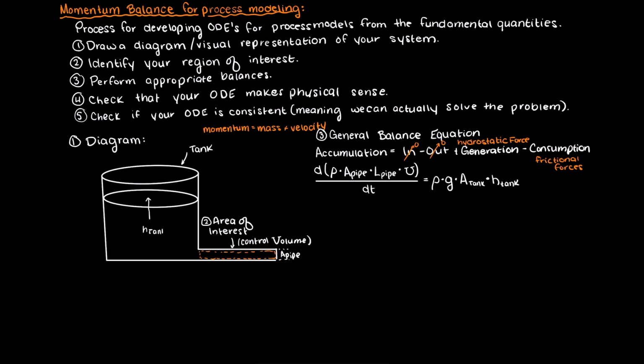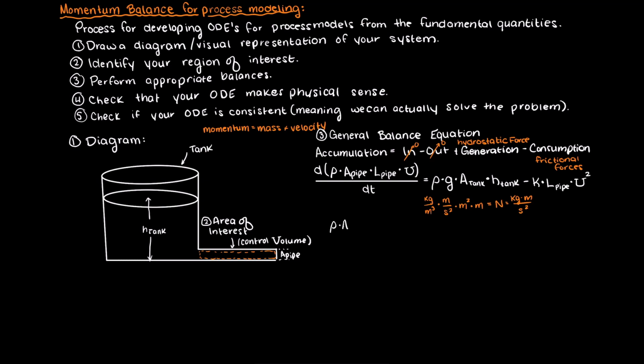For the hydrostatic force, we have the density of the fluid times gravity times the area of the tank times the height of the fluid in the tank. This all works out to the units of newtons, which is expected as this is the same units that are in our accumulation term. Then, lastly, we have our frictional forces, which can be written as a frictional coefficient K times the length of the pipe times the velocity squared.